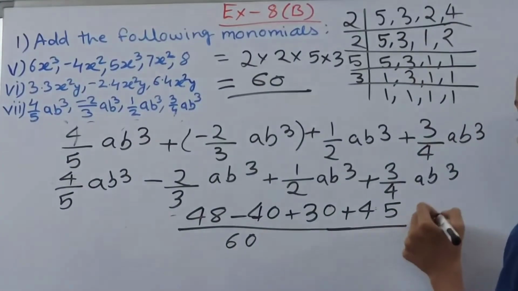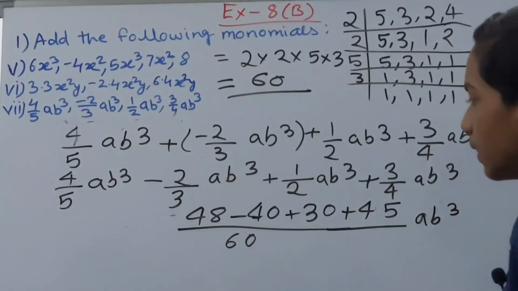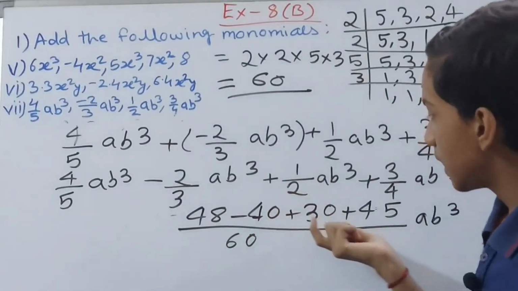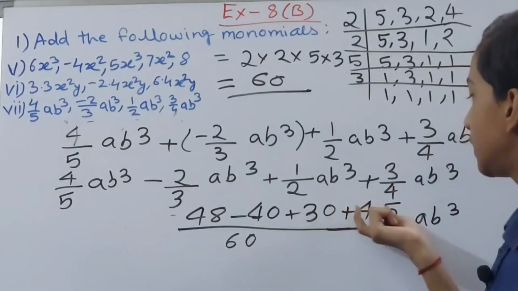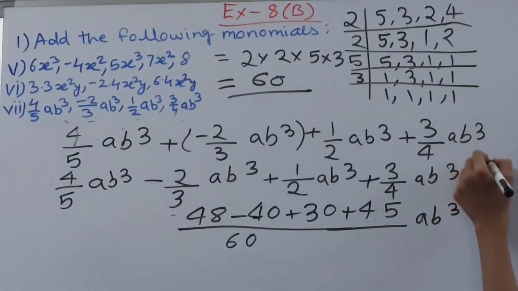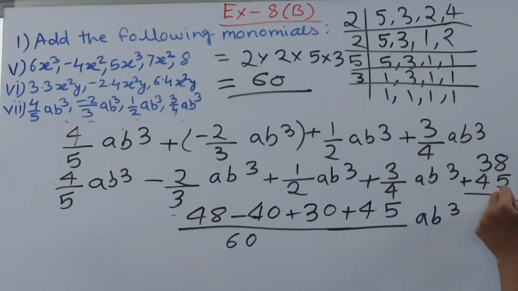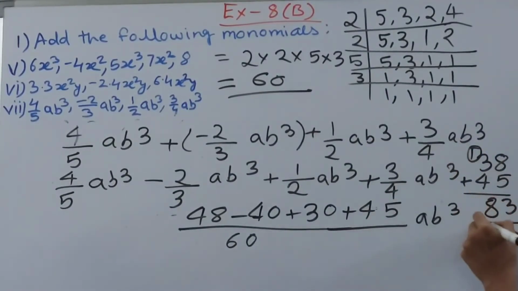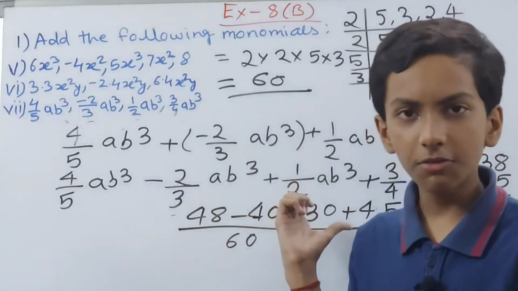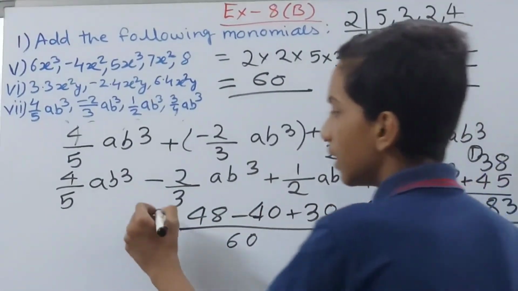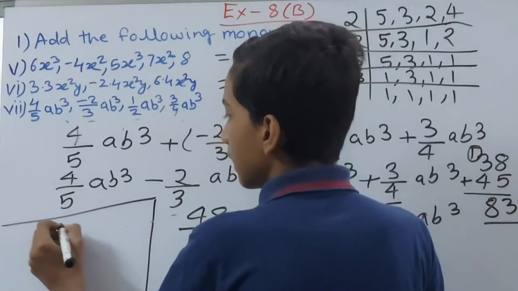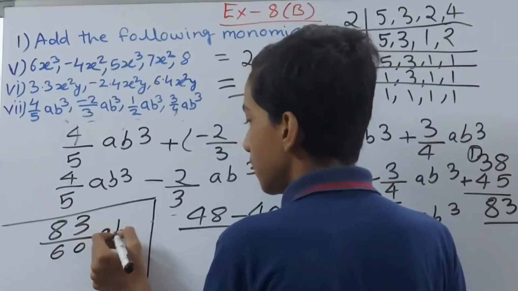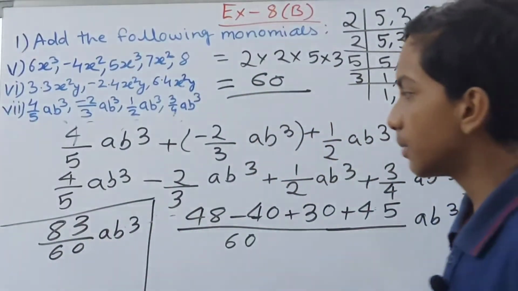Right, this we will solve. And again we put the ab cube here. Now this you will solve here. So 48 minus 40 is 8. 8 plus 30 is 38. And 38 plus 45. Let us do that. 8 plus 5 is 13. 1 carried over. 4 plus 3 plus 1 is 8. 83. So in the numerator part we are getting 83. So I'll write the answer here. 83 upon 60 ab cube. This becomes our answer.